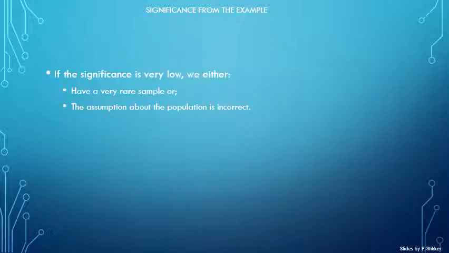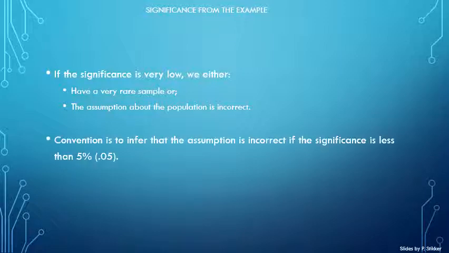So if that significance, that chance, that 0% or the 30%, is very low, then we either have a very rare sample or the assumption about the population is incorrect. Now the convention to infer that the assumption is incorrect is if the significance is less than 5%. So if the chance of such a result, or even more extreme, is less than 5%, in most cases we will then so-called reject the null hypothesis, the assumption about the population, and might consider it to be incorrect.